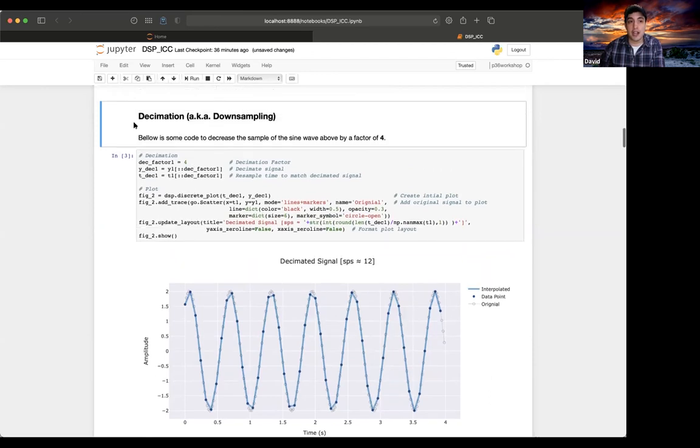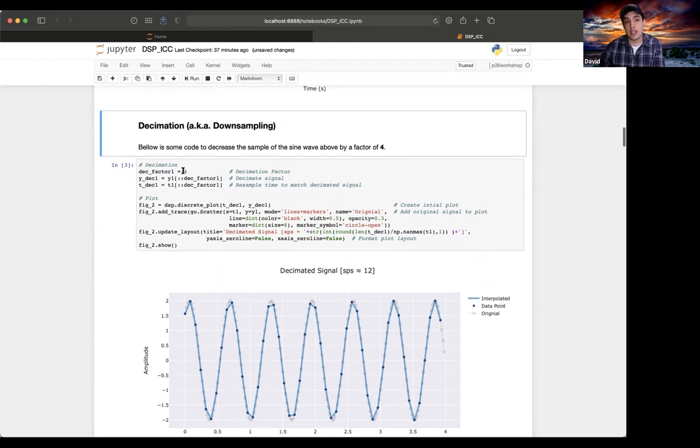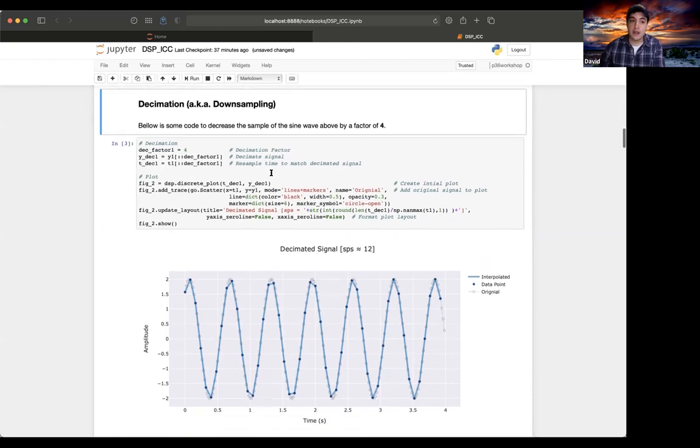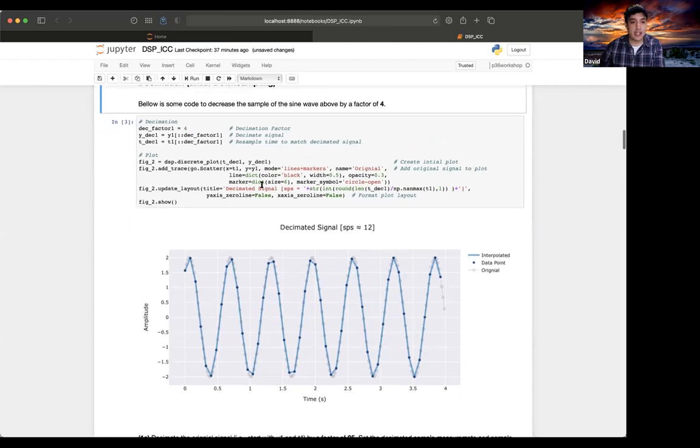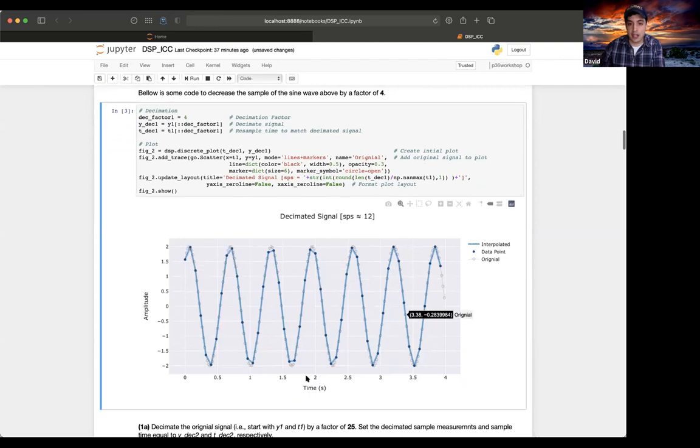So something we can apply is called decimation or downsampling. And again, this is just resampling the signal at certain intervals, hopefully not destroying the signal, keeping it intact but saving a little bit of space, because it's enough information to still recreate that signal. And that's what I'm showing here. So if you were to run this, and hopefully you don't have any issues, it's a decimation factor of 4. So you see that I'm skipping every 4 points here.